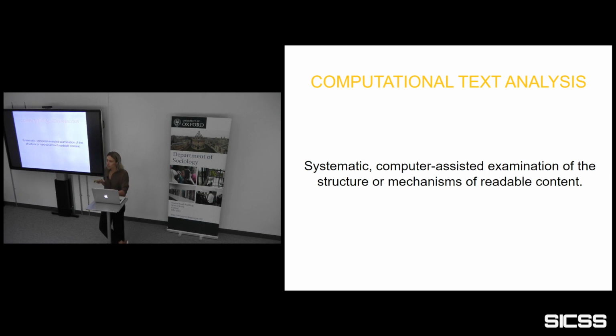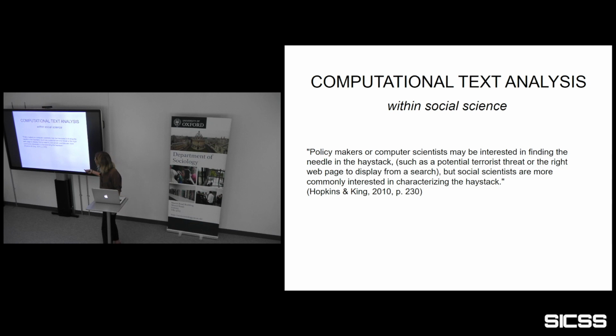And in particular, as social scientists, we want to think about what analysis means to us. So Hopkins and King, in their article on text analysis, say this: policymakers or computer scientists may be interested in finding the needle in the haystack, such as a potential terrorist threat or the right web page to display from a search, but social scientists are more commonly interested in characterizing the haystack. So we don't necessarily, with topic modeling, focus on getting the correct classification of some document, but rather are interested in the distribution of documents over a corpus.